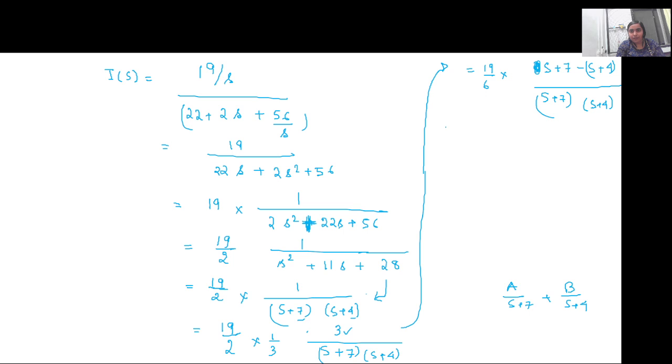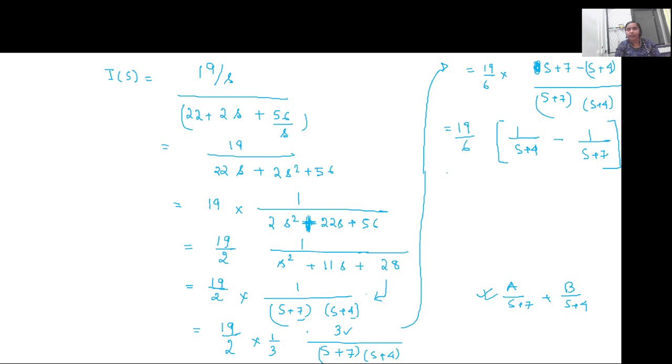So now we separate out. It is 19 by 6. You can also go through this way and end up with the same values of A and B, which we have now. So it will be 1 by s plus 4 minus 1 by s plus 7. Is this fine? Okay with everyone, right? Okay, ma'am. Yes, ma'am. So now we have I of s to be this, right?